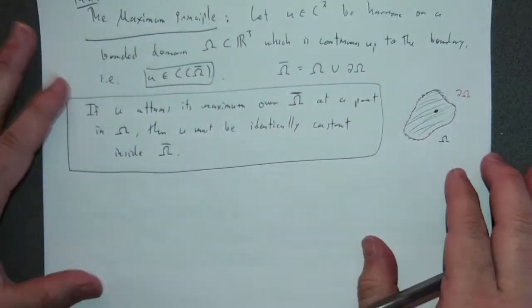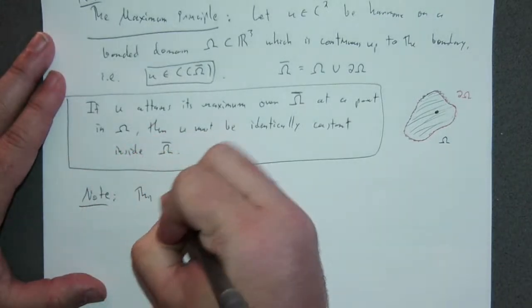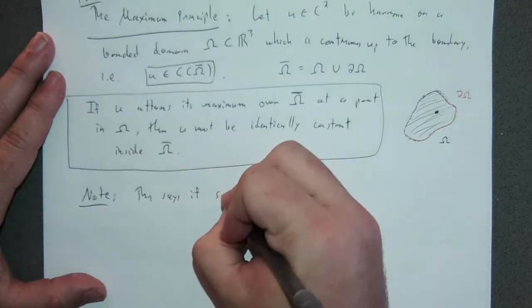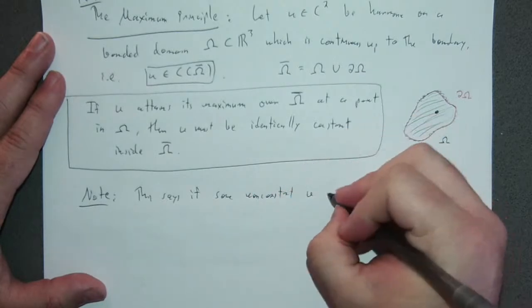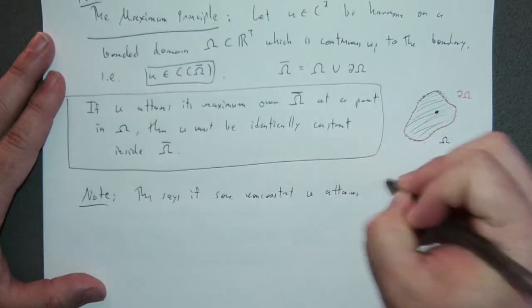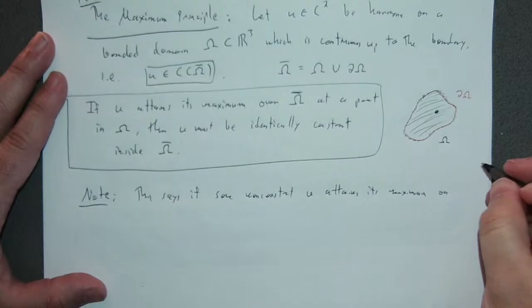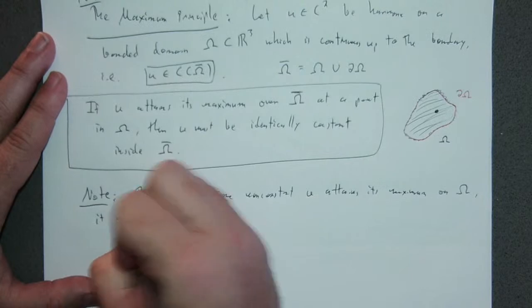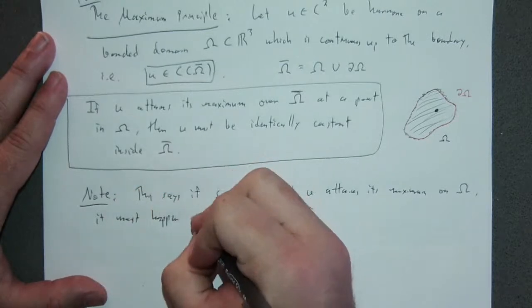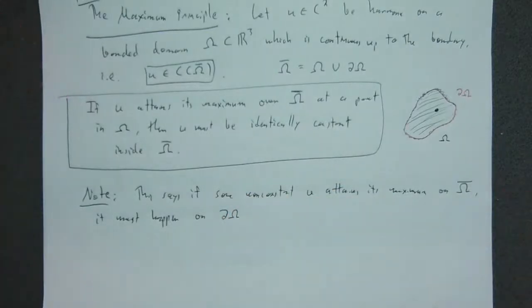Now, a couple of things. Note, this says if some non-constant u attains its maximum on omega, it must happen on the boundary. Well, let's say omega closure.